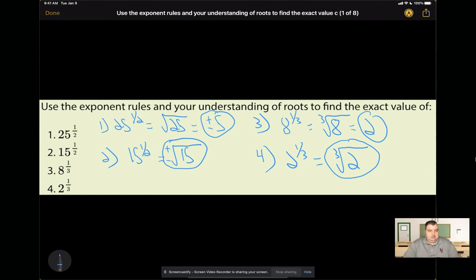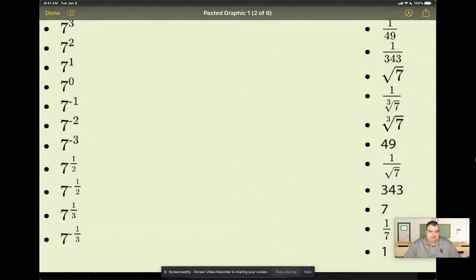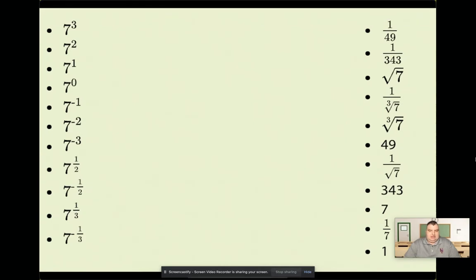Okay, let's go to our next set of examples. In this set of examples, we are going to match each power on the left with its value on the right. So we're going to take these powers and match them with its value here. So let's start with 7 cubed.